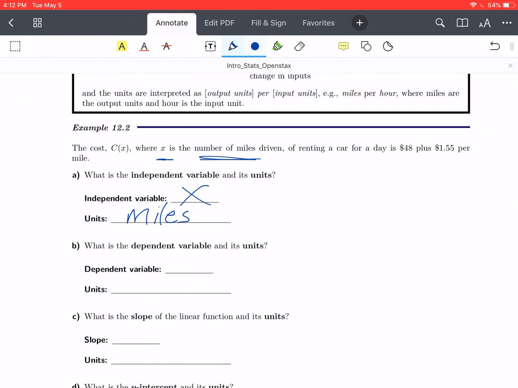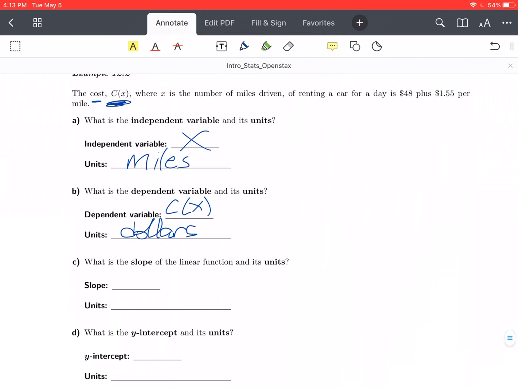Now the dependent variable is going to be whatever output value we get, one that's dependent on the input. And that is going to be C of x, which is the cost in dollars. So our dependent variable is C of x, because the cost of renting the car is dependent on how many miles we drive. If you drive more miles, then it's going to cost you more. If you drive fewer miles, it's going to cost you less. And the units on the cost are going to be in dollars.